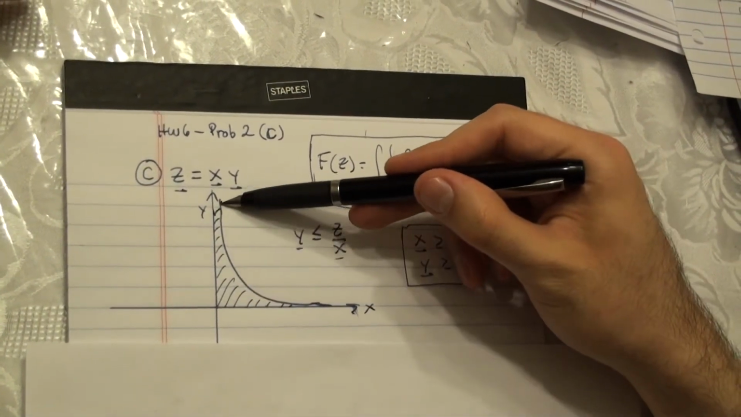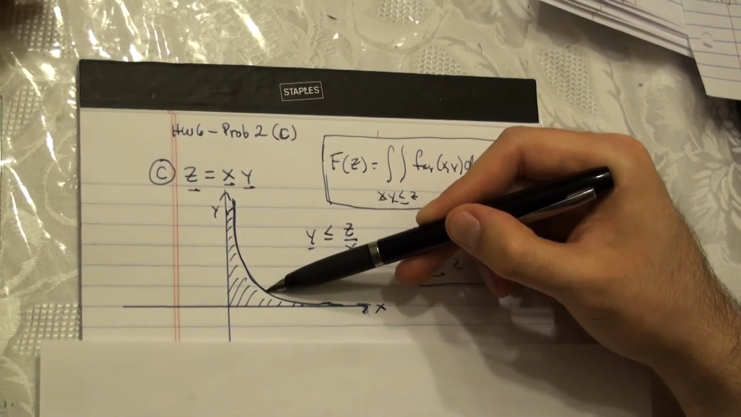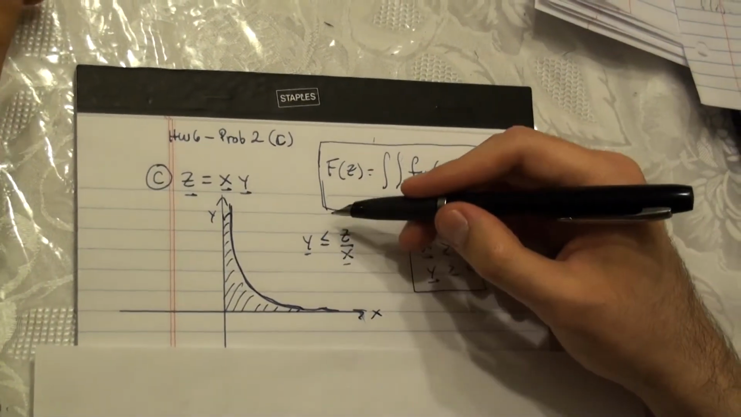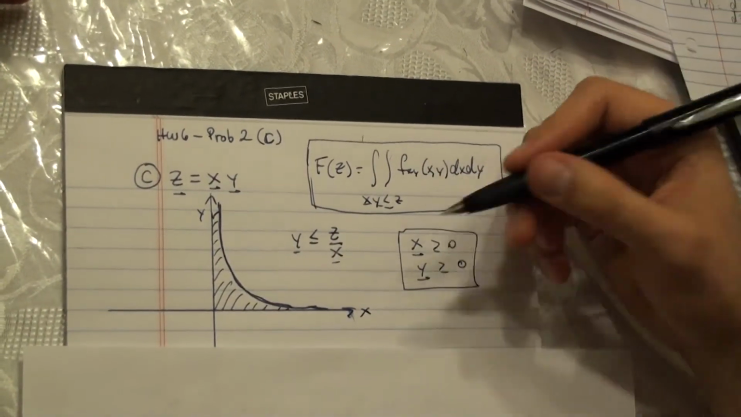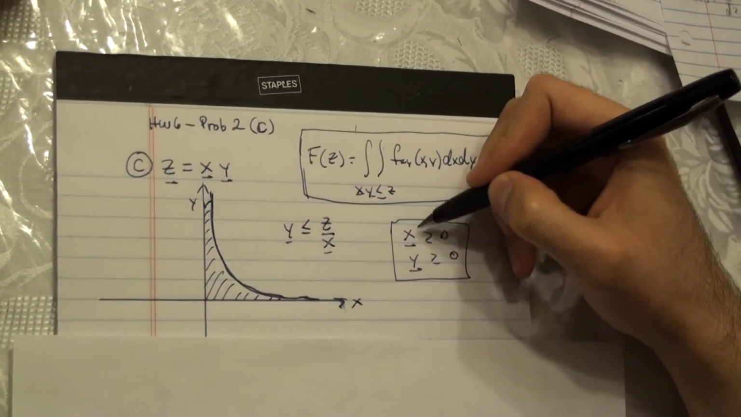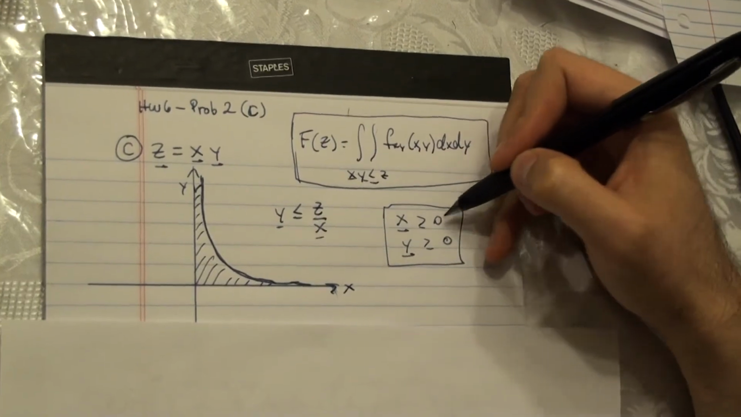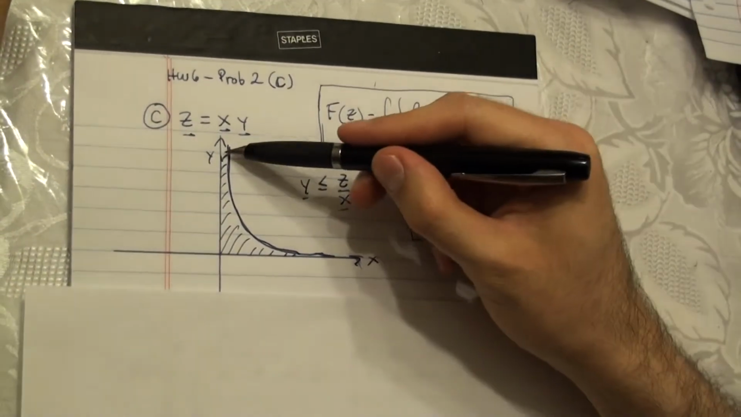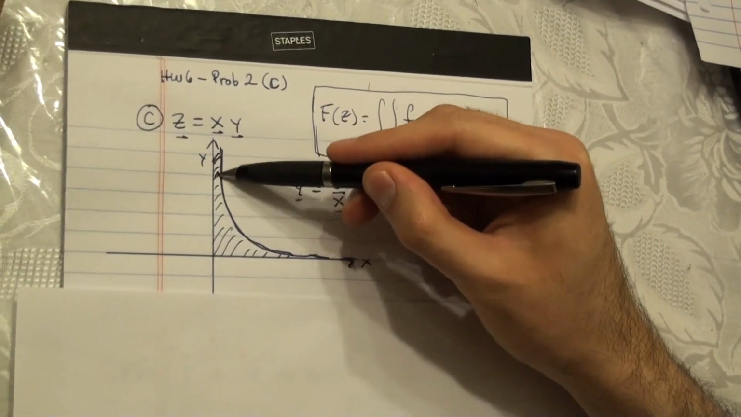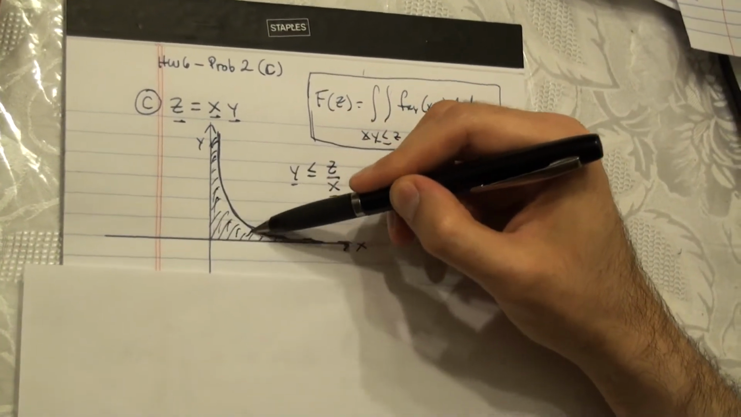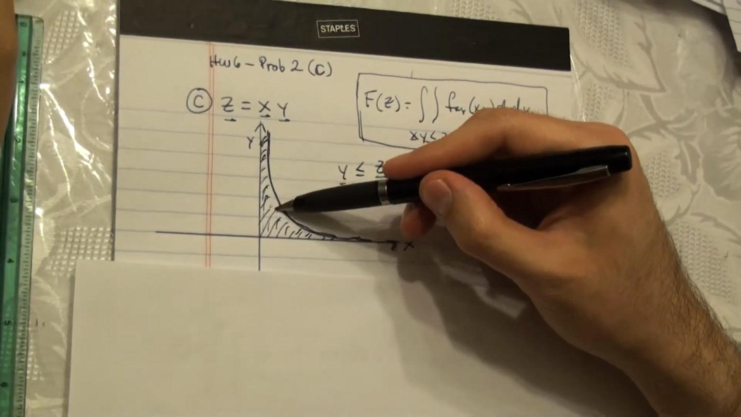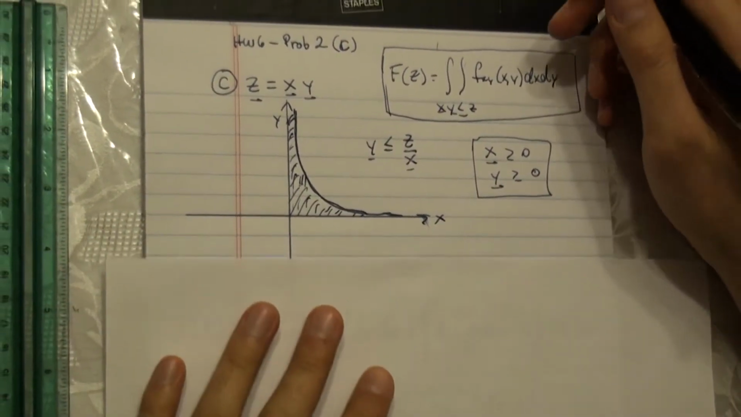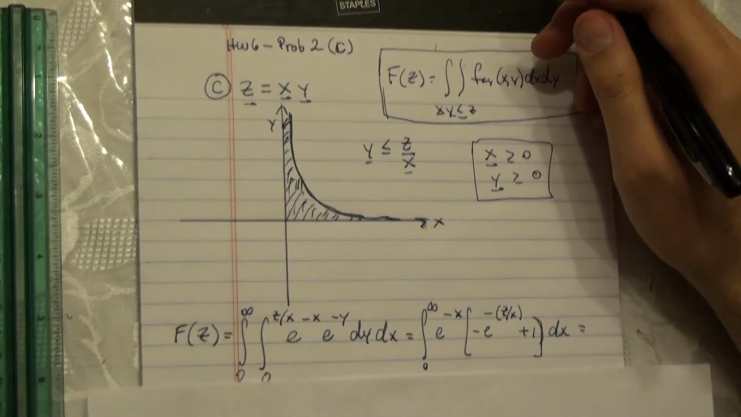This curve over here will be y random variable less than or equal to z over x random variable. But we remember that x random variable and y random variable must both be greater than or equal to 0. So we're only considering the area that's shaded here. That's the only area that we care about. So we want to come here.